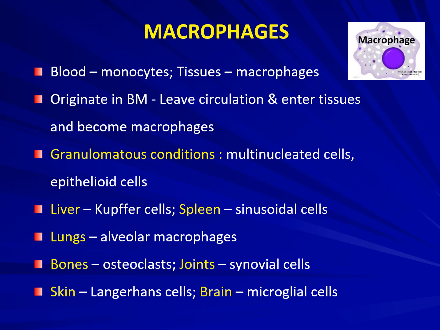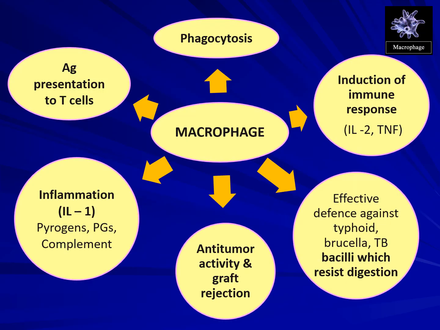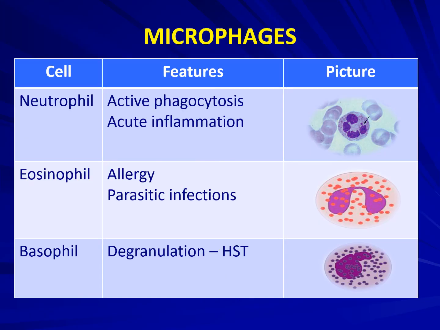In the liver, Kupffer cells; spleen, sinusoidal cells; lungs, alveolar macrophages; bones, osteoclasts; joints, synovial cells; skin, Langerhans cells; brain, microglial cells. The different functions of macrophages: phagocytosis, induction of immune response, effective defense against typhoid, brucella and tuberculosis bacilli, assisting digestion, anti-tumor activity and graft rejection, inflammation, the production of interleukin 1, pyrogens for prostaglandins and complement, and antigen presentation to T cells.